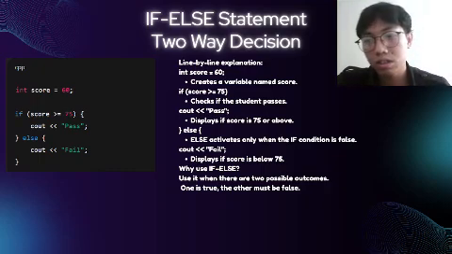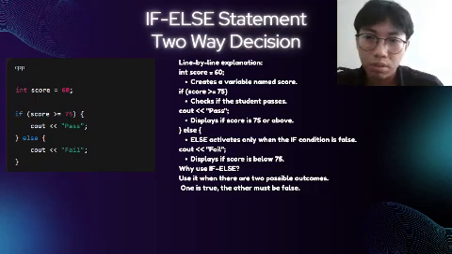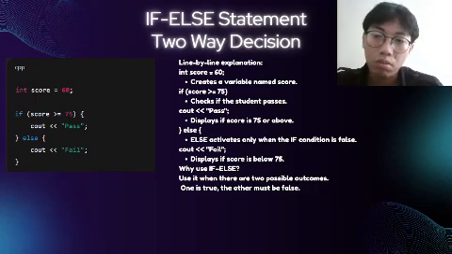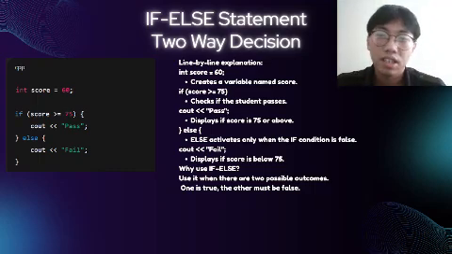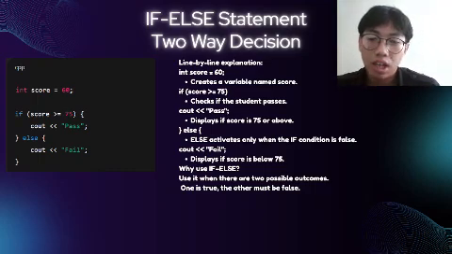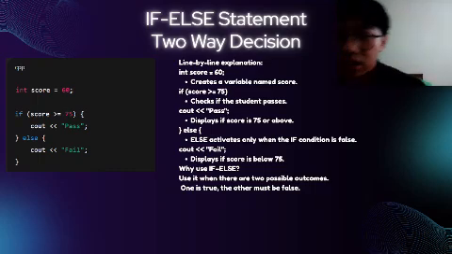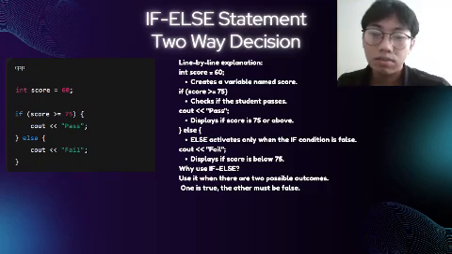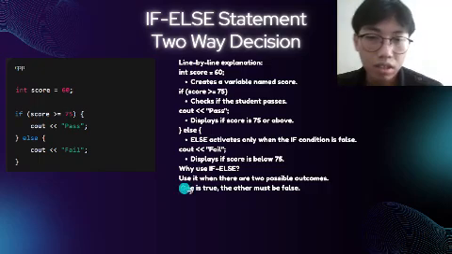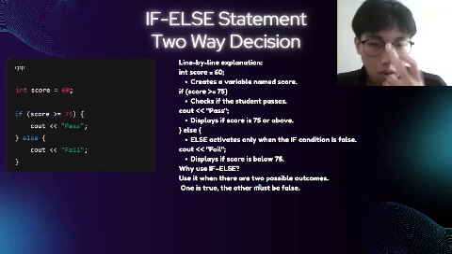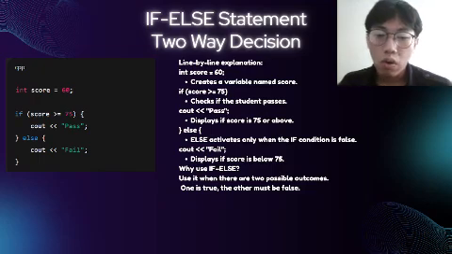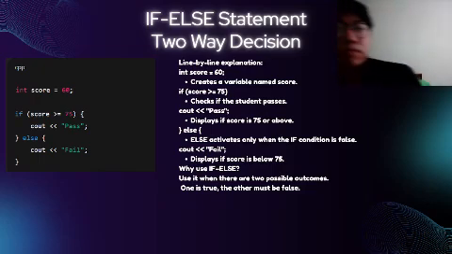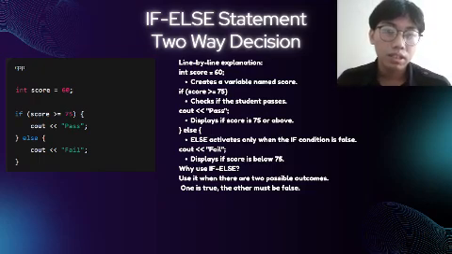So if there's another condition between the condition that you input right here, if the score is more than or equal to 75, it is called pass, and the other condition, or that we can say else, there will be code as fail. Displays if the score is below 75. Why use if else? Use it when there are two possible outcomes. One is true, the other must be false.